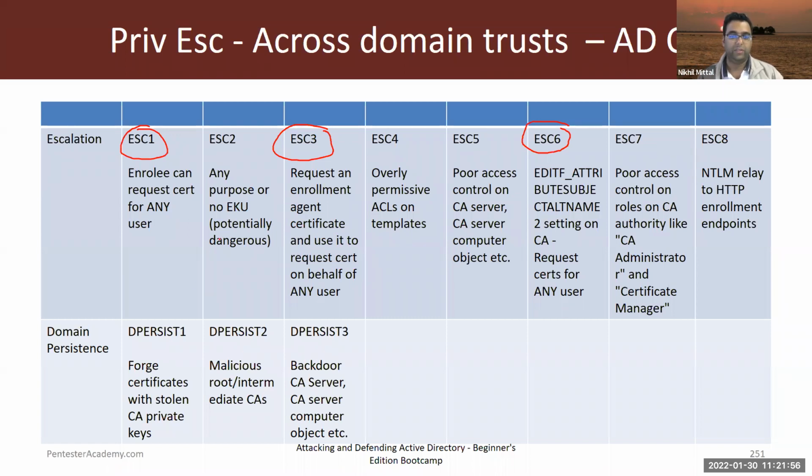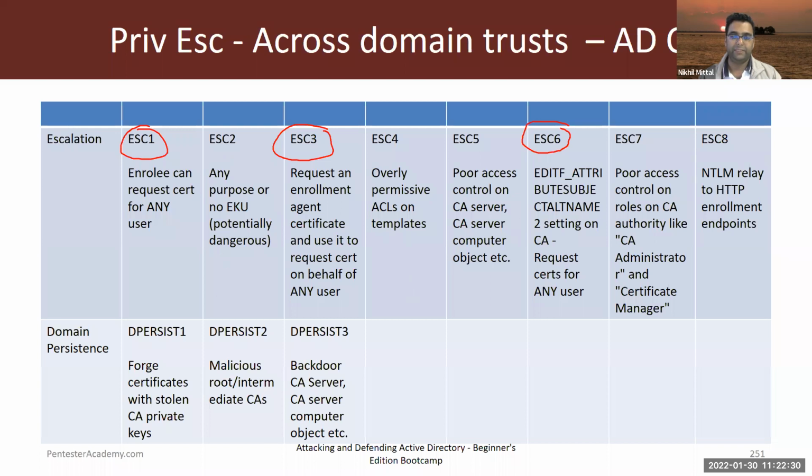ESC2 is where you can request a certificate for any purpose or no EKU. So this is potentially dangerous. The paper doesn't specify any usable abuse, nor is there any publicly available use for this. In case of ESC3, you request a certificate for an enrollment agent and then use that certificate to request a certificate on behalf of any user, including a domain admin or enterprise admin.